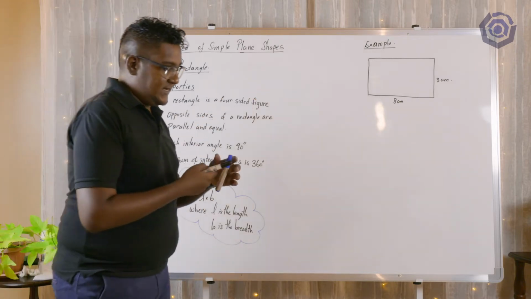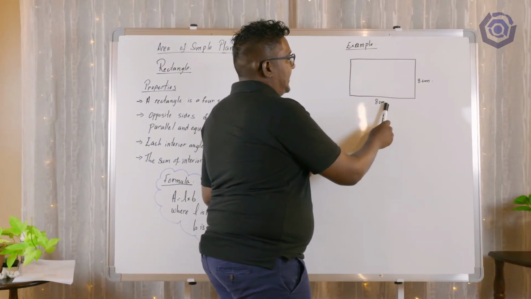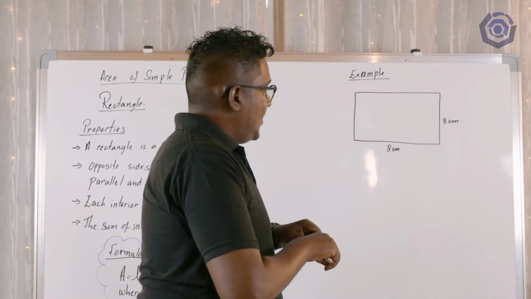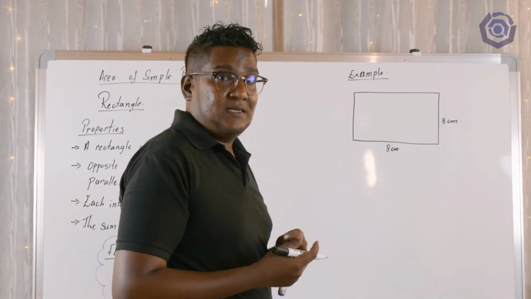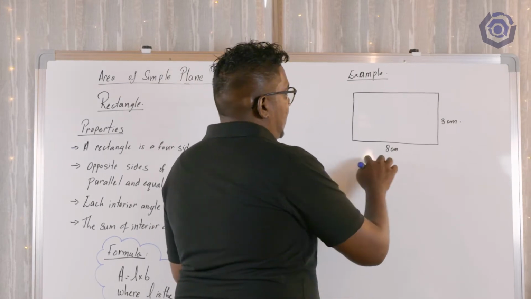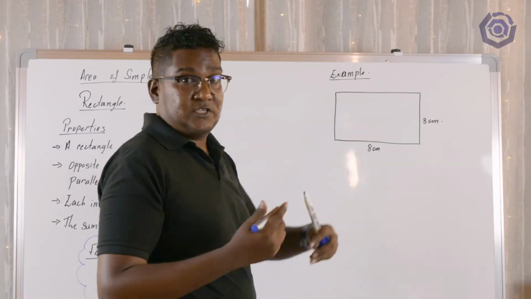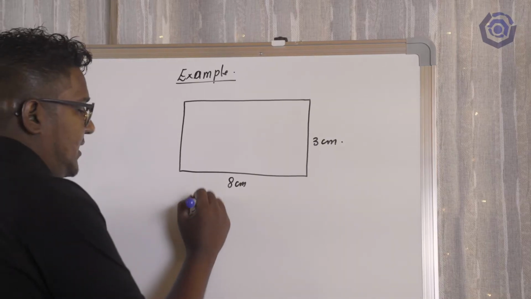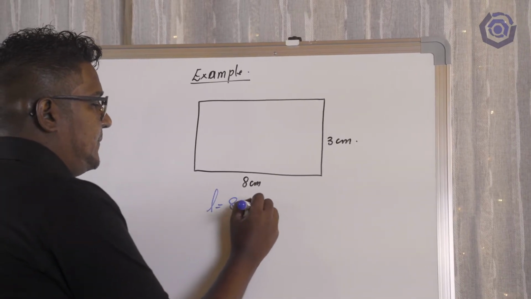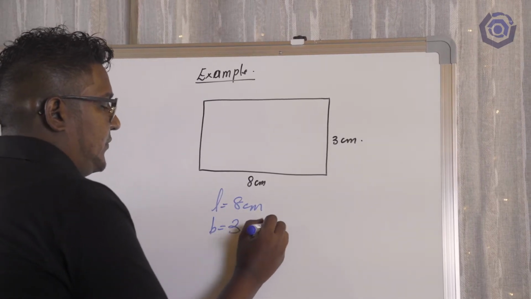Now, let's look at an example. You have a rectangle here with sides 8 cm and 3 cm. We have to identify what is the length and what is the breadth. The longest side here is what we call the length, and the shortest side is what we call the breadth or the width. So, we say L equals 8 cm and B equals 3 cm.